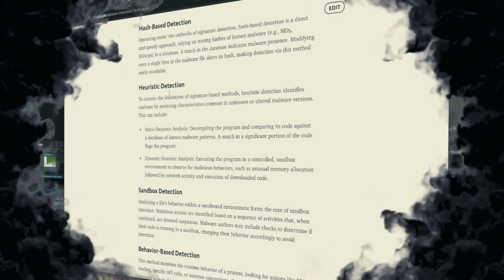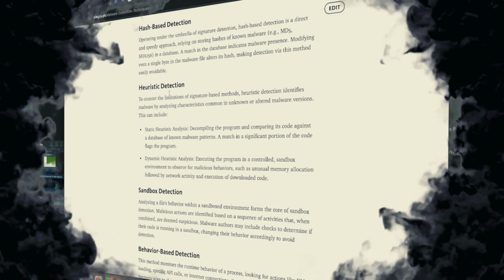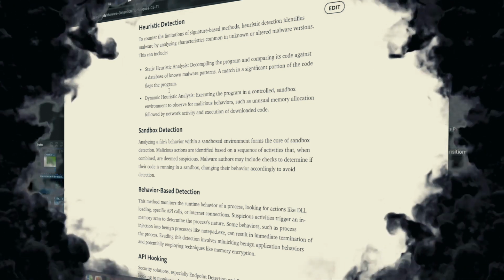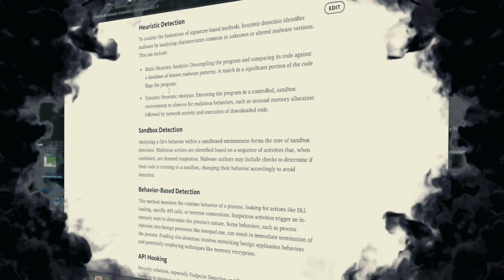Dynamic heuristic analysis, executing the program in a controlled sandbox environment to observe for malicious behaviors, such as unusual memory allocation, followed by network activity and execution of downloaded code. Sandbox detection.